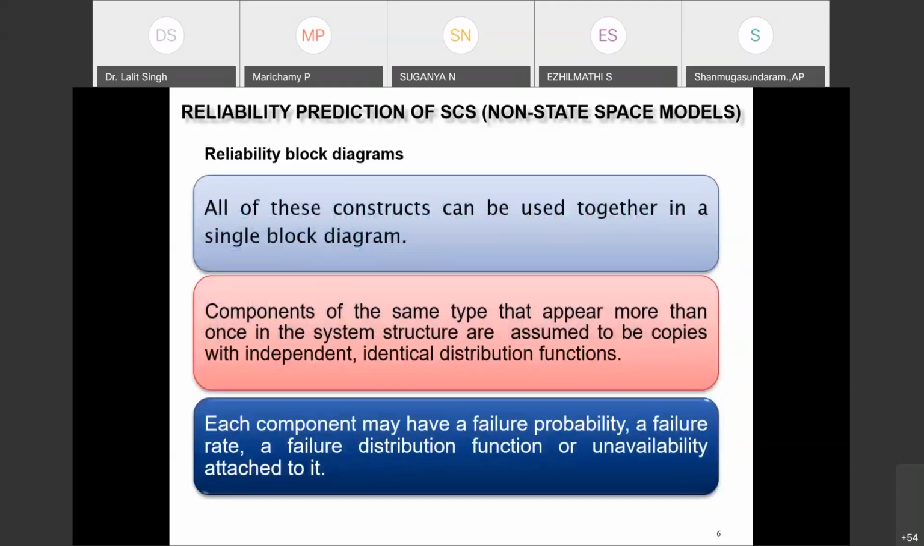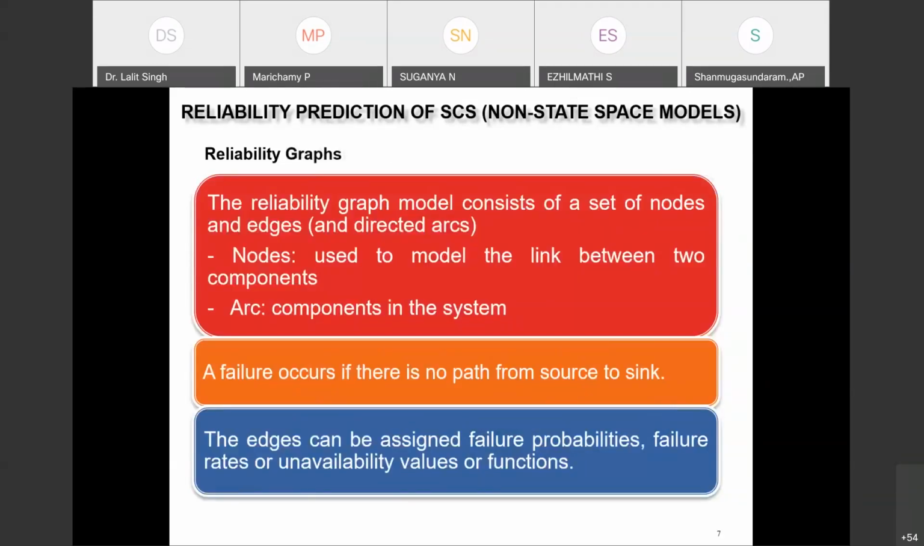So if you look, the next method is known as the reliability graph. The reliability graph is also like a reliability block diagram, only the basic building blocks are different. It contains nodes and arcs, where nodes are used to model the link between two components, and arcs are used to model the components in the system.